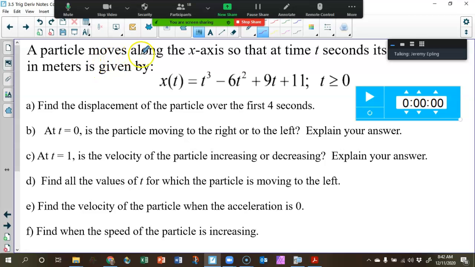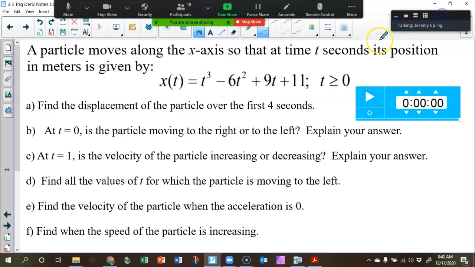So you've got this particle that moves along the x-axis, so its time is given in seconds, and its position is given in meters. Those units are very important as we come through and we answer our questions. All right. Do note you are given this domain restriction out here that t is greater than or equal to 0. That will come into play, especially when we get to part D.